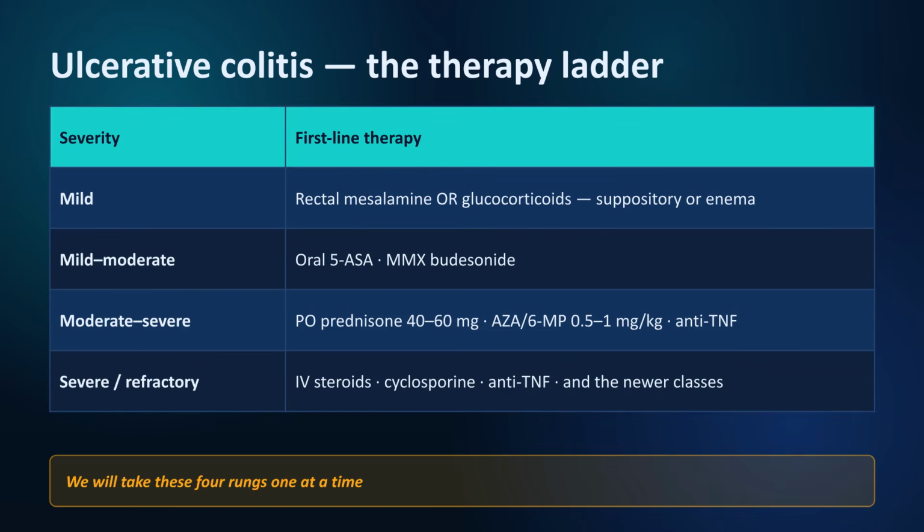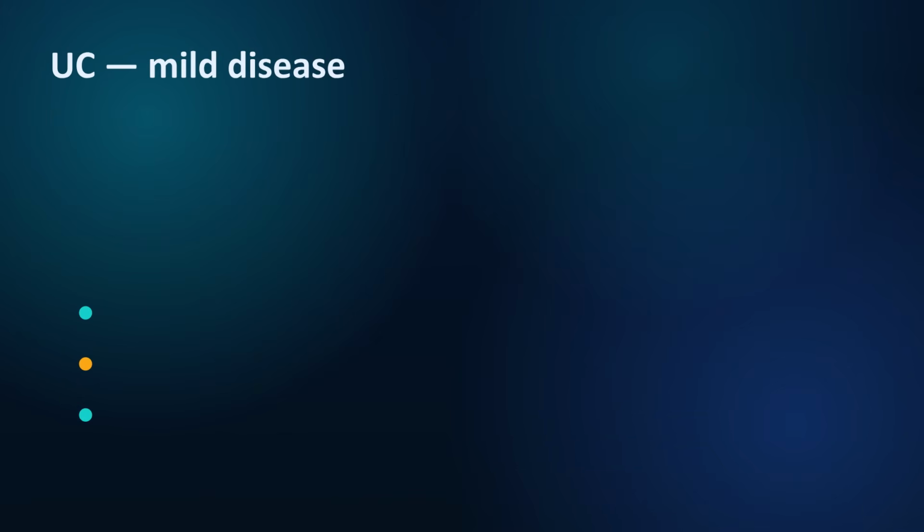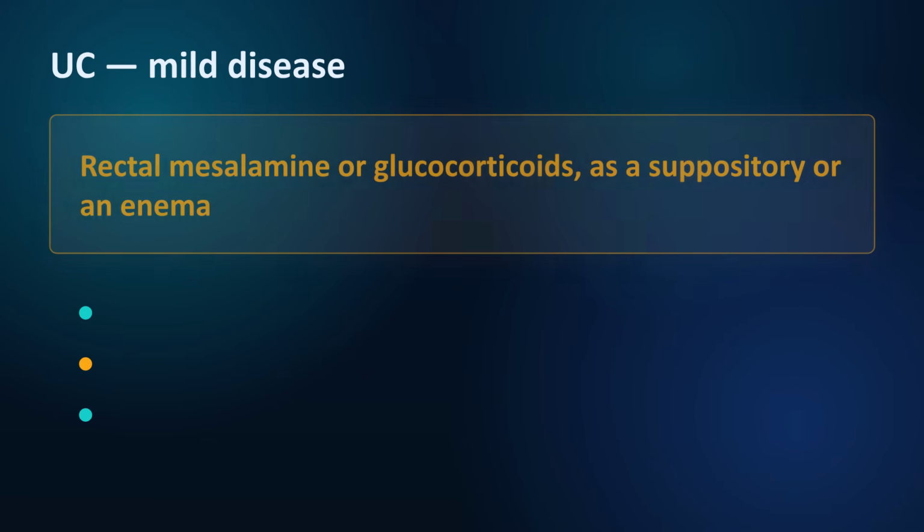Notice how the ladder tracks toxicity. Each rung buys potency and costs safety. Start at the bottom of the ladder. For mild ulcerative colitis, the answer is topical: rectal mesalamine, or glucocorticoids given as a suppository or an enema.